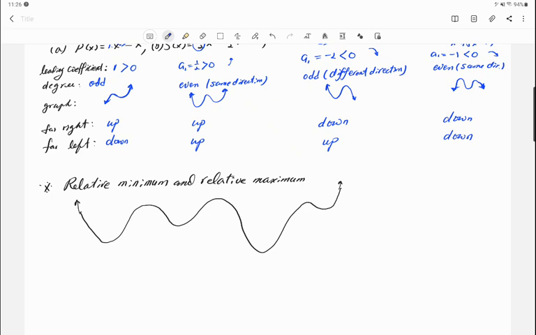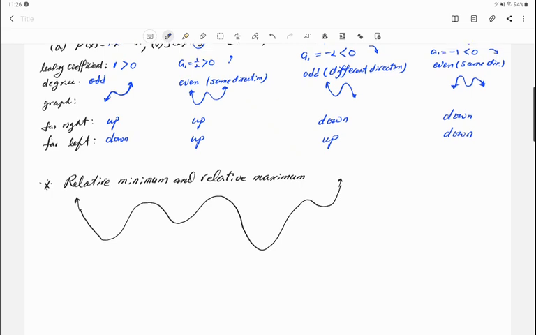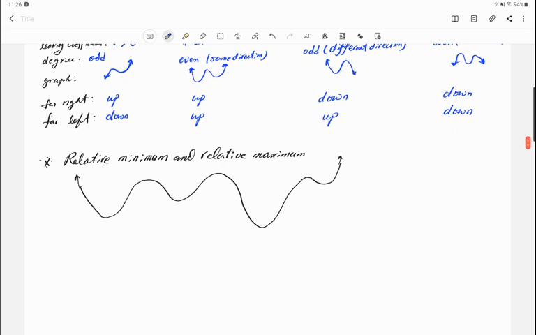Okay, now the definition of relative minimum and relative maximum. Before we do this, there is an absolute maximum and absolute minimum. Absolute means no matter what the value is, for the range, the y values. The minimum value of the range we call the absolute minimum. So in this case, the lowest point is this one, right? The lowest point is this. So we call this absolute minimum.